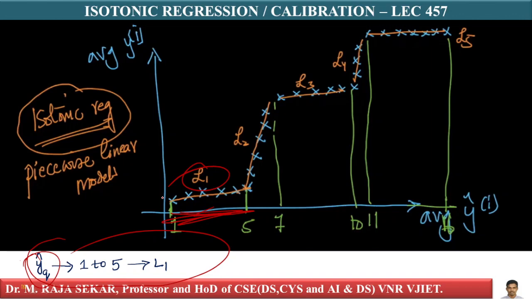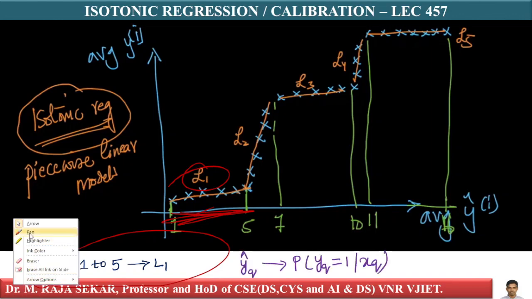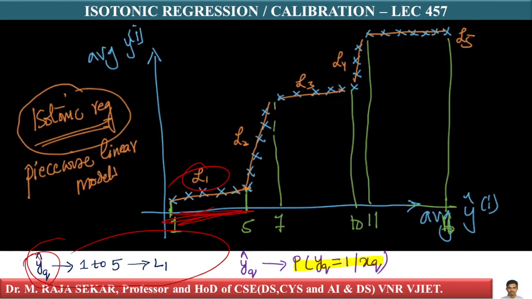So what I am trying to predict here, once I fit this curve, I will get a Yq hat, and I need to predict my probability, isn't it? What is this? The probability of Yq equal to 1 given Xq. That's what I need to predict, given Yq hat.